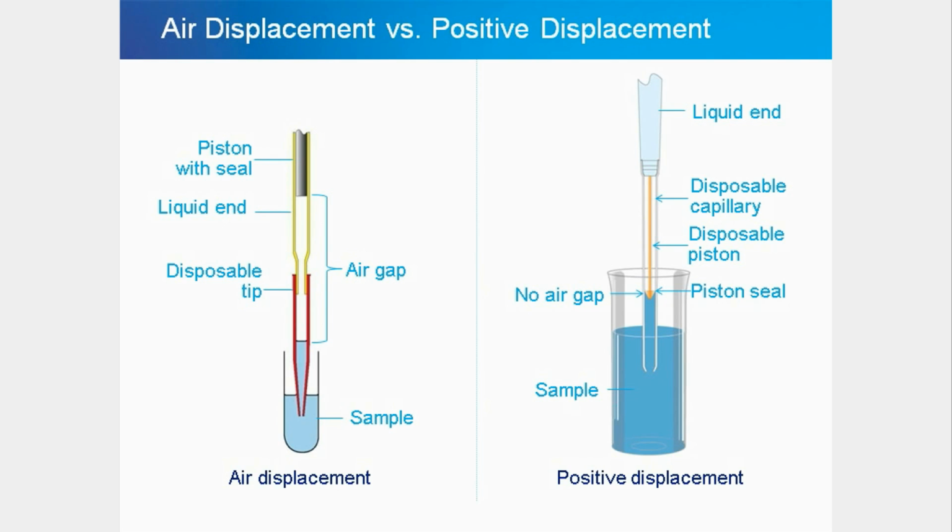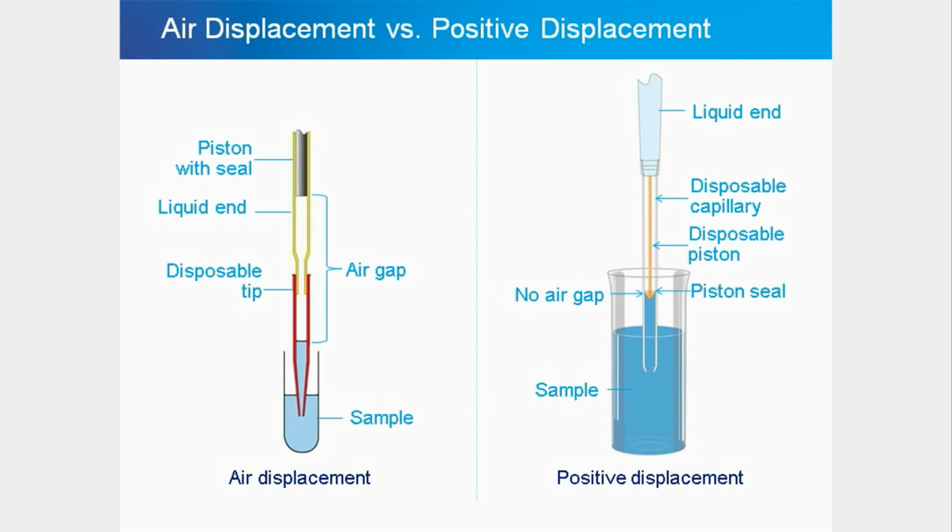Both methods use the area of the piston or capillary and the length of the piston stroke to define the volume of liquid dispensed. Both technologies rely on the creation of a vacuum as the piston draws upwards. The difference is in the amount of air in the tip.